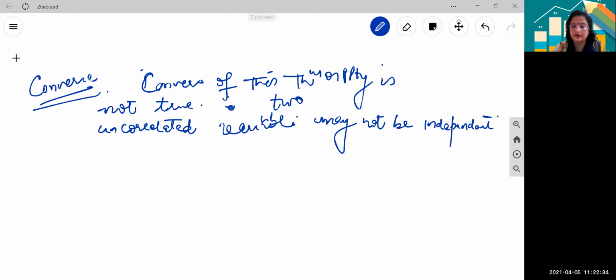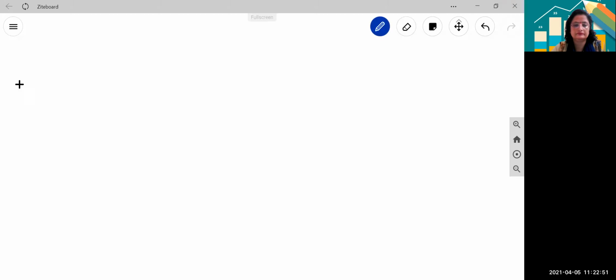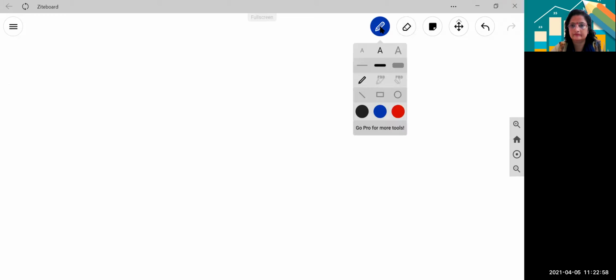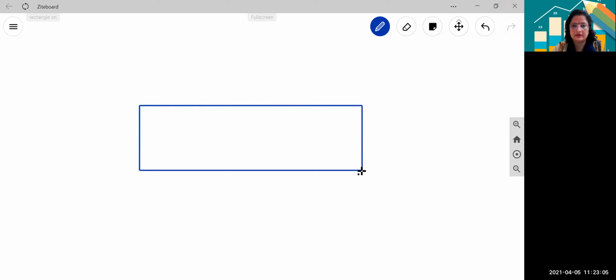May not be independent. So in order to prove this, we will take one example. For this, I am coming to the next page because we have to draw a table for the same. So we will make a table here, right?